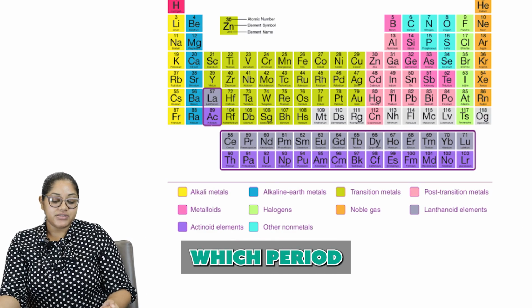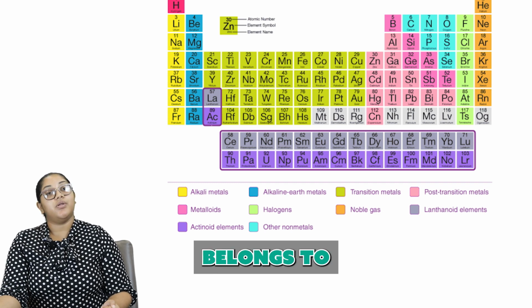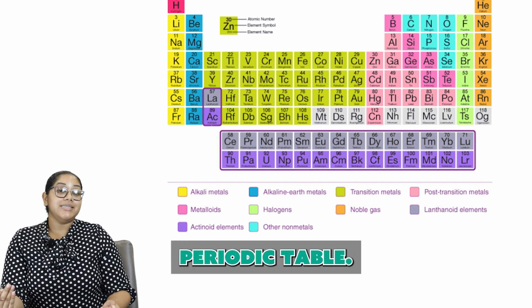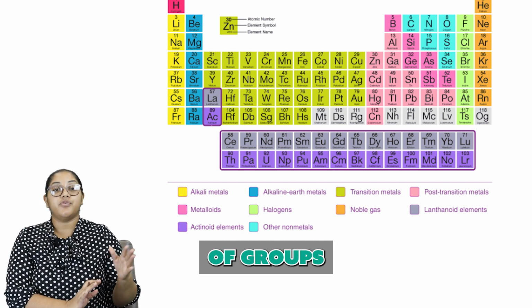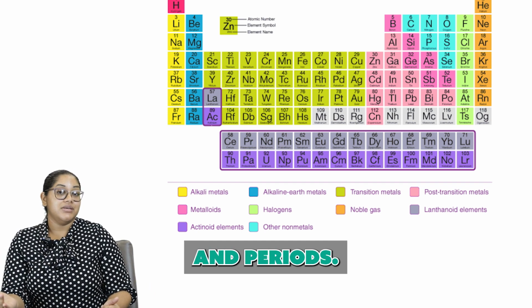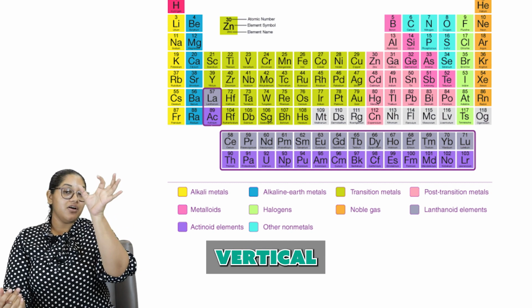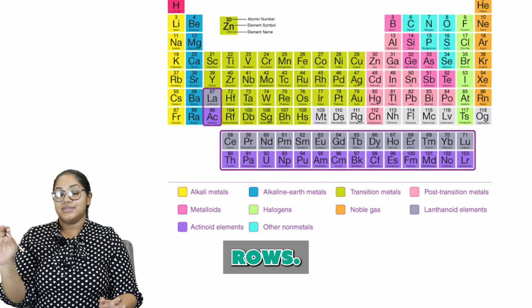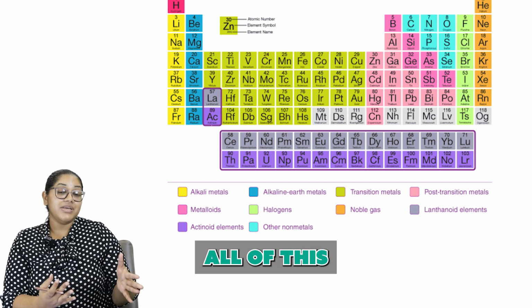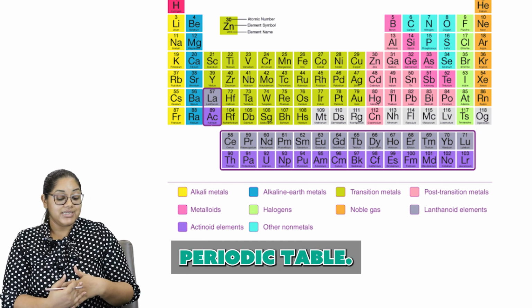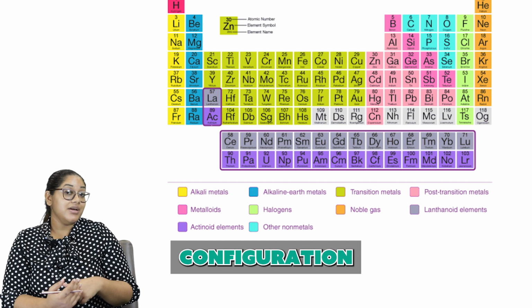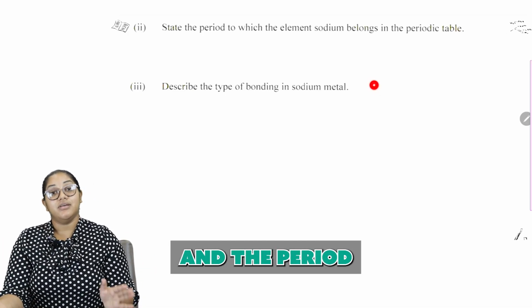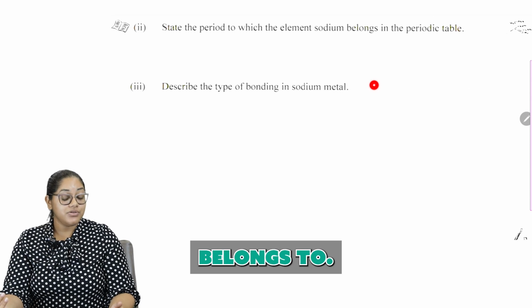State which period the element sodium belongs to in the periodic table. Our modern periodic table is composed of groups and periods. So your groups are the vertical columns and the periods are the horizontal rows. Now we can figure out all of this without looking at the periodic table. Your electronic configuration can help you figure out the group and the period that a certain element belongs to.